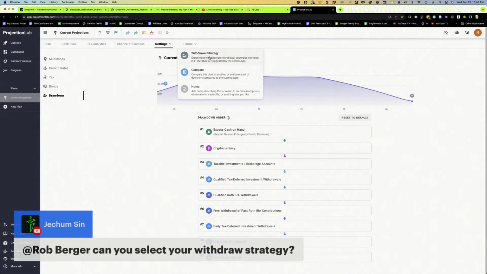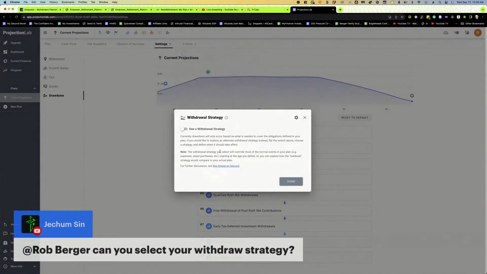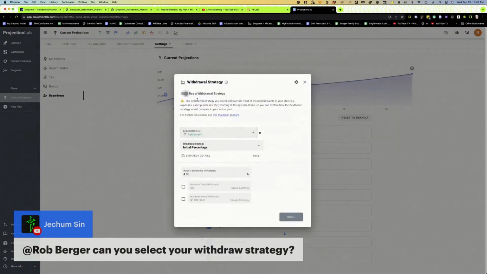Anyway, you can see that this tool has a withdrawal strategy. And when you use a withdrawal strategy, the one thing that I would mention is it overrides all of your expense and stuff, right? It's just using a withdrawal strategy. And then you can pick initial percentage. That'd be like the 4% rule, right?